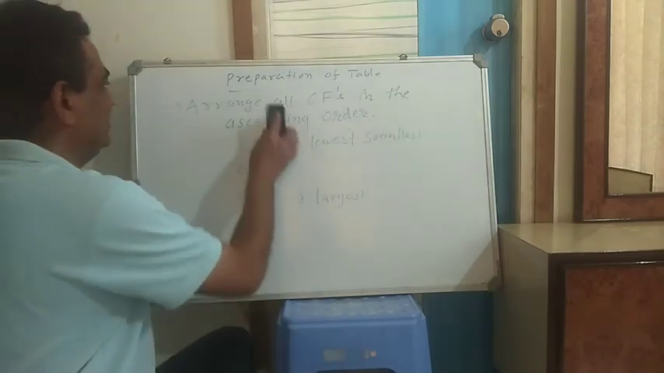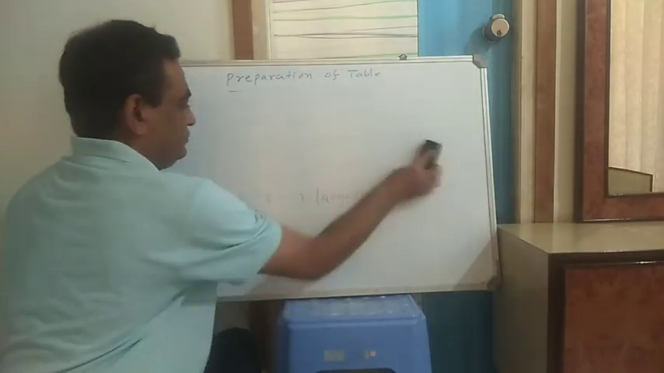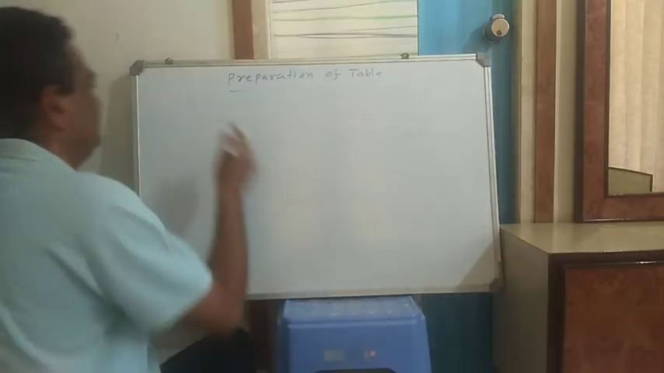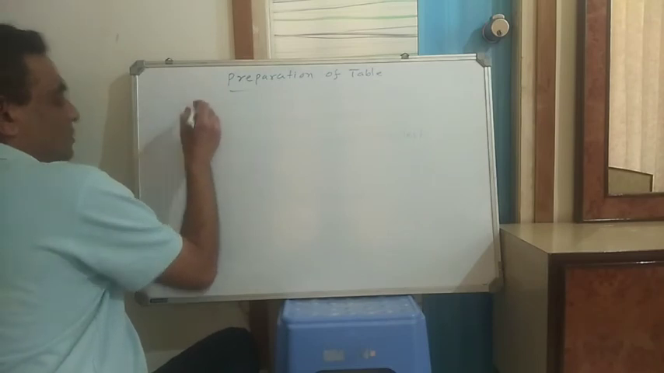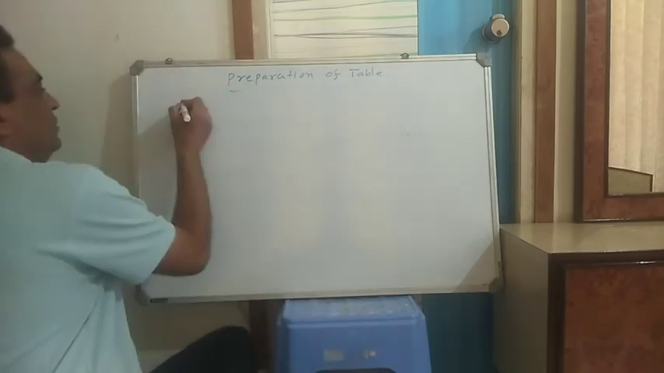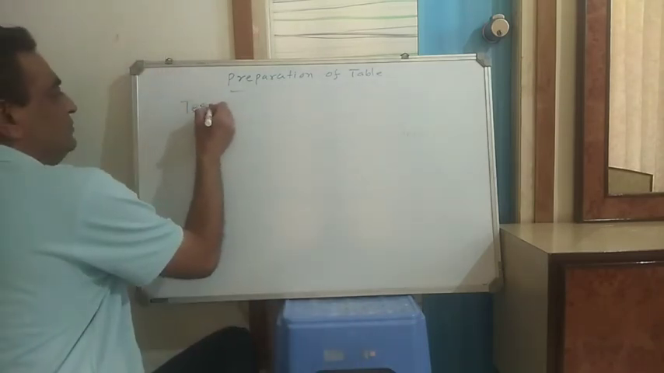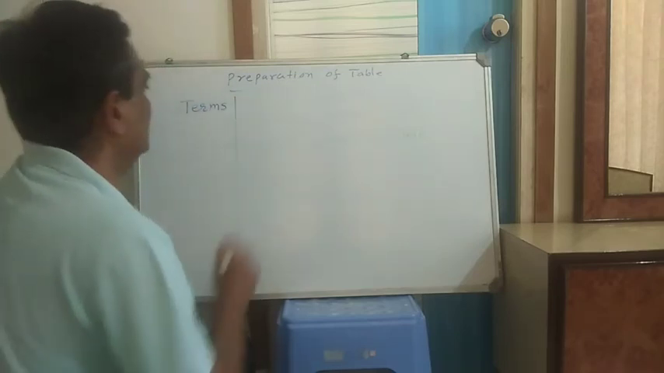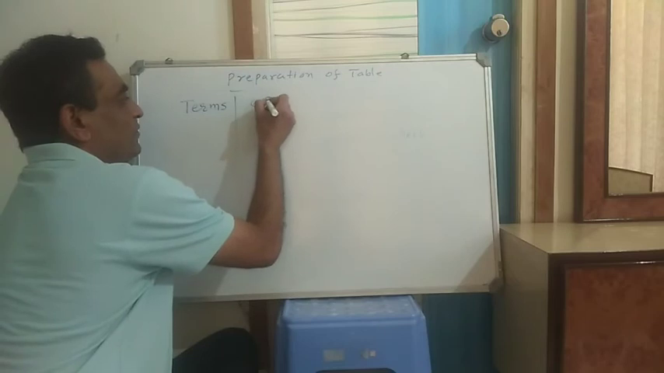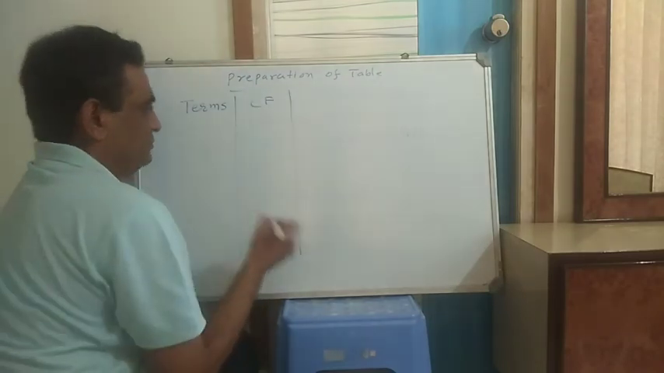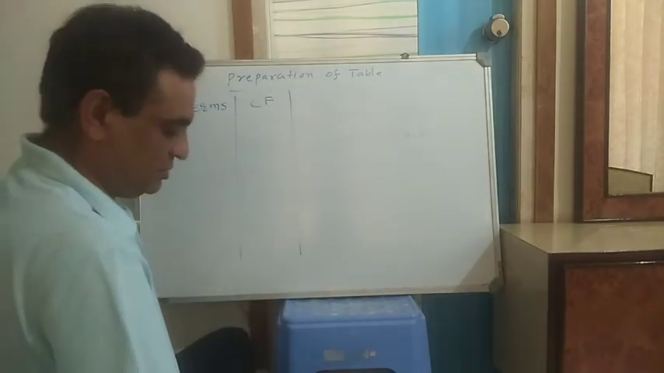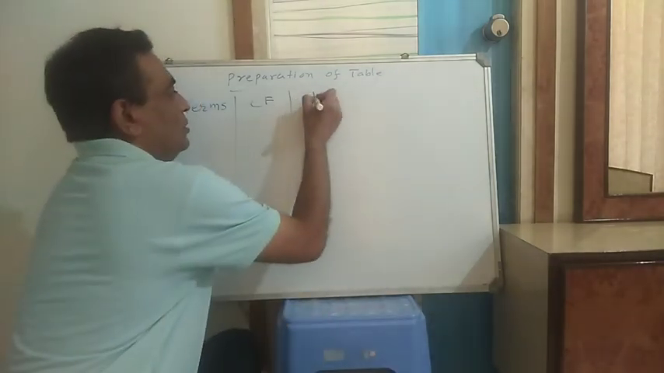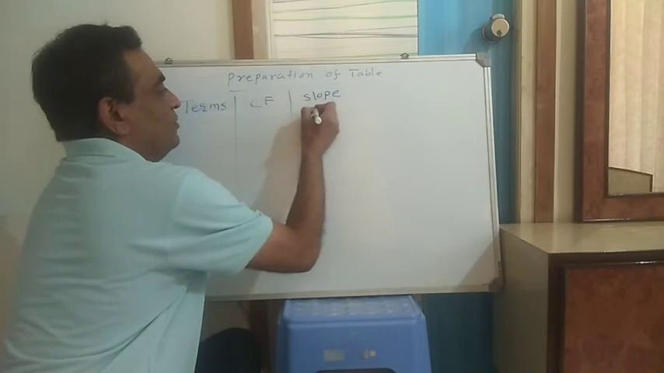Now you need to prepare the table. The table is something like this. Terms. Then you write corner frequencies. Then slope contribution.